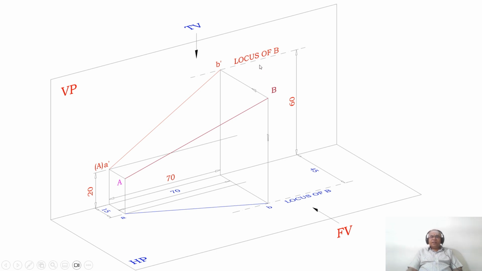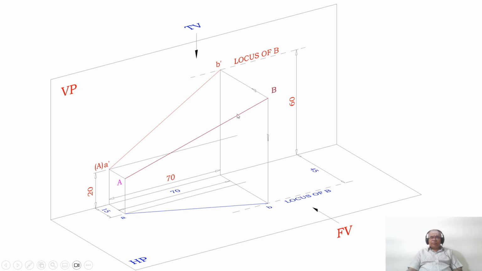So what does it mean? The locus of B means the other end point B, that is, the front view and also the true length will lie on the front view locus of B. Similarly, the top view of point B and also the true length of the top view will lie on this locus of B in the top view.